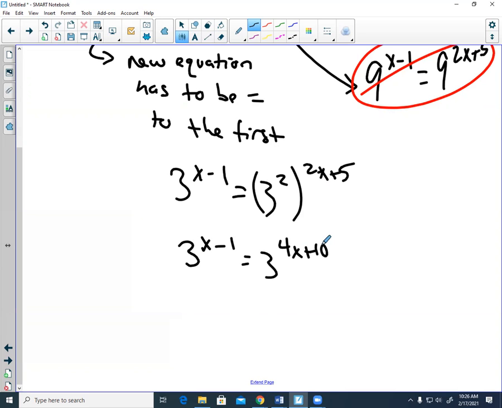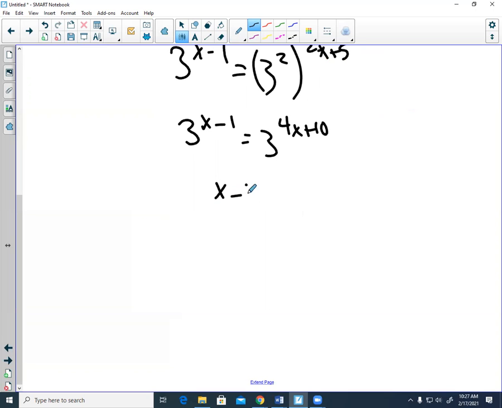And now we have it back to that beautiful thing at the very beginning when I said that I could just get rid of those bases. Now you have a base equal to a base. That's great. Everything is perfect. We just drop those and we solve the equation. So now it's going to be x minus 1 equals 4x plus 10, because in order for those to be the same, the exponents have to be the same. So now I can solve.